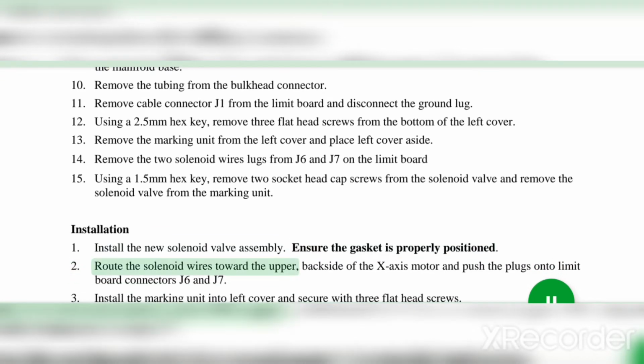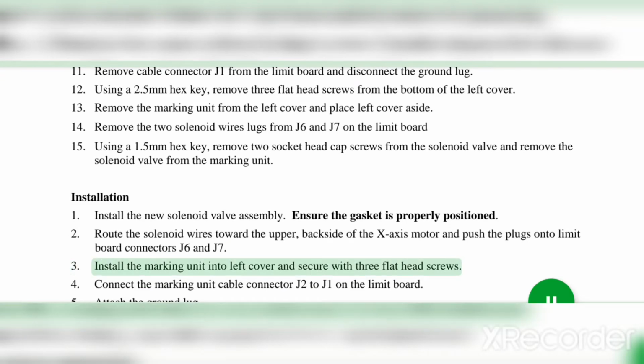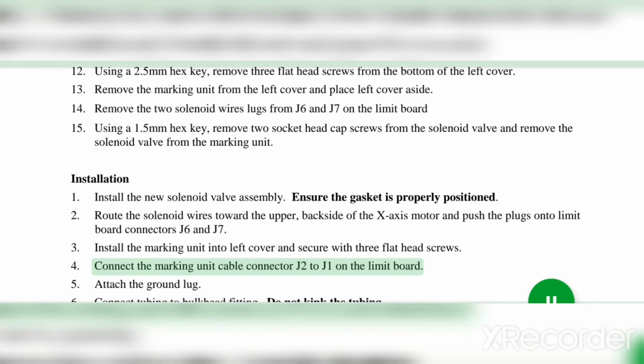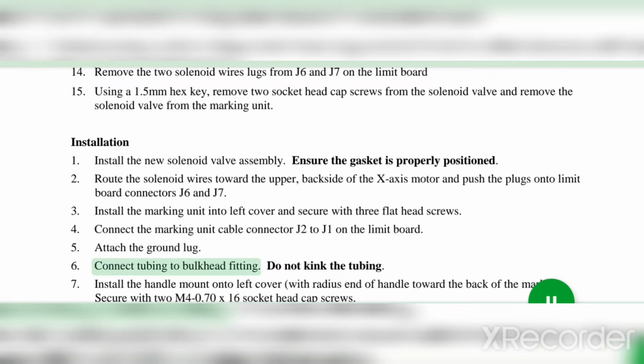2. Route the solenoid wires toward the upper, back side of the X-axis motor and push the plugs onto limit board connectors J6 and J7. 3. Install the marking unit into left cover and secure with 3 flathead screws. 4. Connect the marking unit cable connector J2 to J1 on the limit board. 5. Attach the ground lug. 6. Connect tubing to bulkhead fitting. Do not kink the tubing.